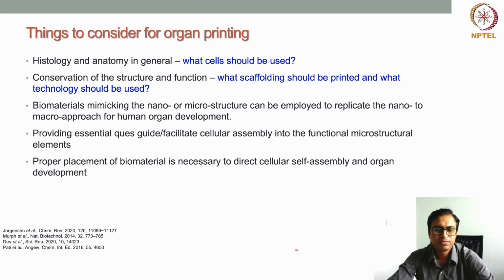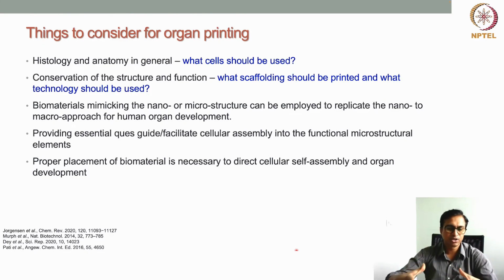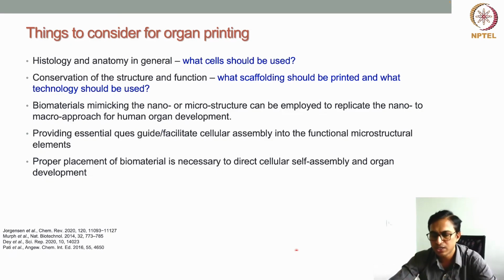So the proper placement of biomaterials is necessary to direct cellular self-assembly and organ development. That's why when you are working with bioprinting, the placement or positioning of the biomaterial at a particular coordinate or in the tissue structure is very important, so that it can guide or direct cellular self-assembly or organ development. So these things are very important to understand and consider while going for organ printing.